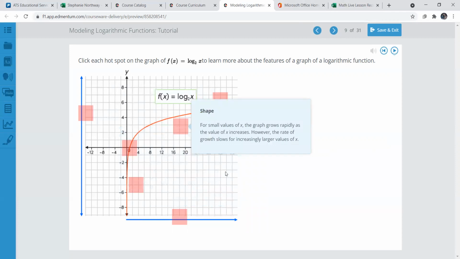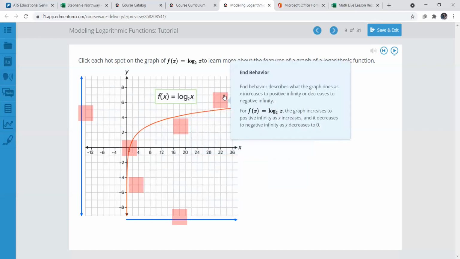The shape of the graph. Graphs can look all kinds of different shapes, typically curved lines. For small values of x, the graph grows rapidly as the value of x increases. However, the rate of growth slows for increasingly larger values of x. We've got a lot going on here.